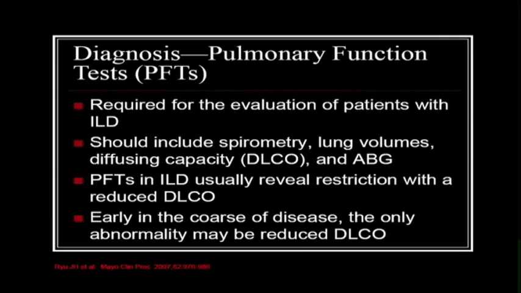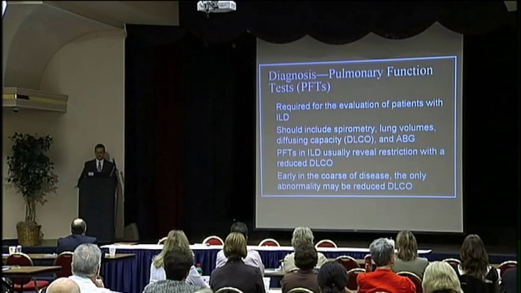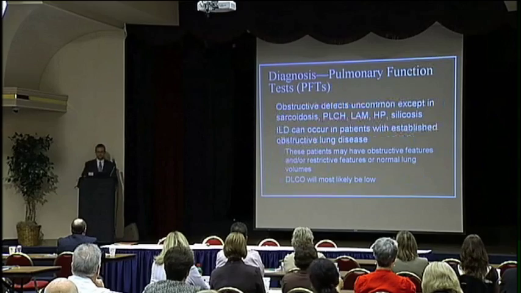The pulmonary function testing pattern seen in interstitial lung disease usually reveals a restrictive pattern with a reduced DLCO. Early in the course of the disease, however, the only abnormality may be a reduced DLCO, and it can be seen to be out of proportion to the remainder of the pulmonary function tests.